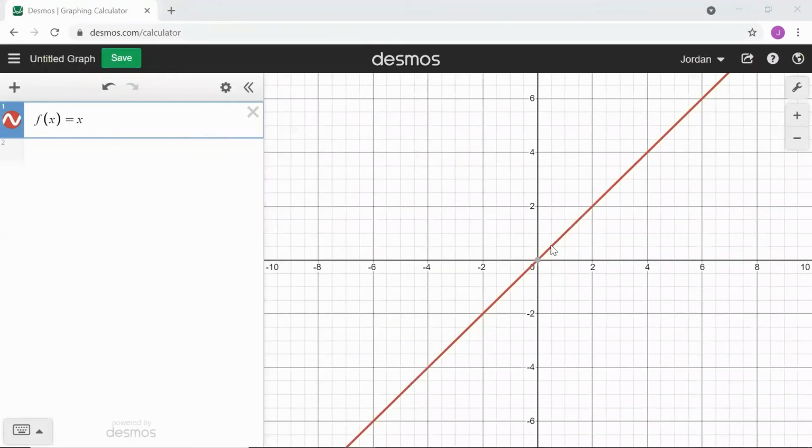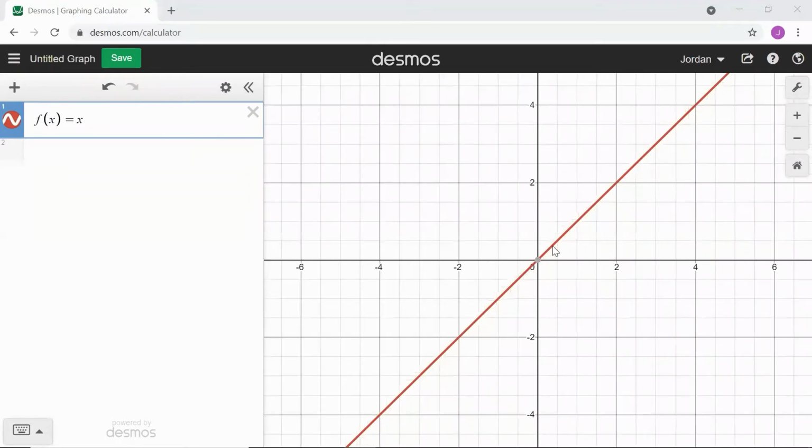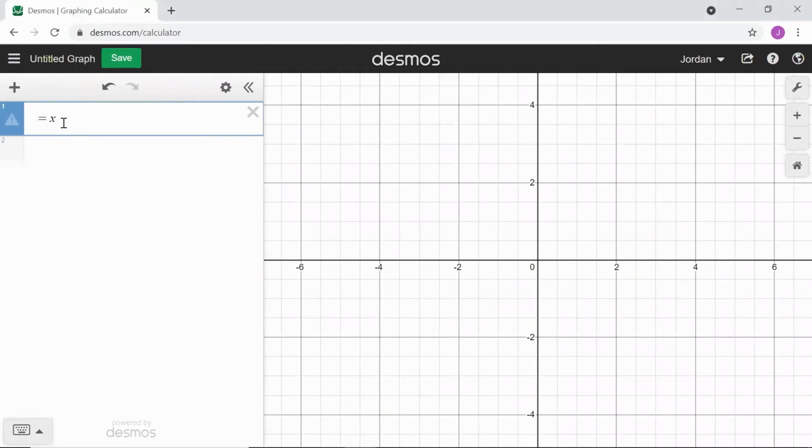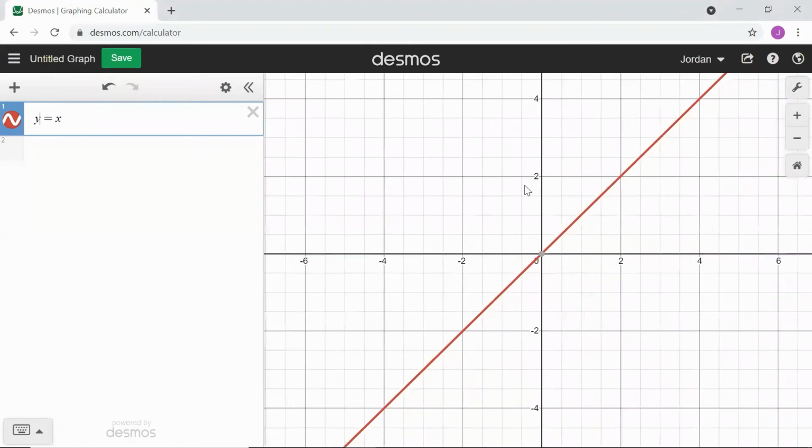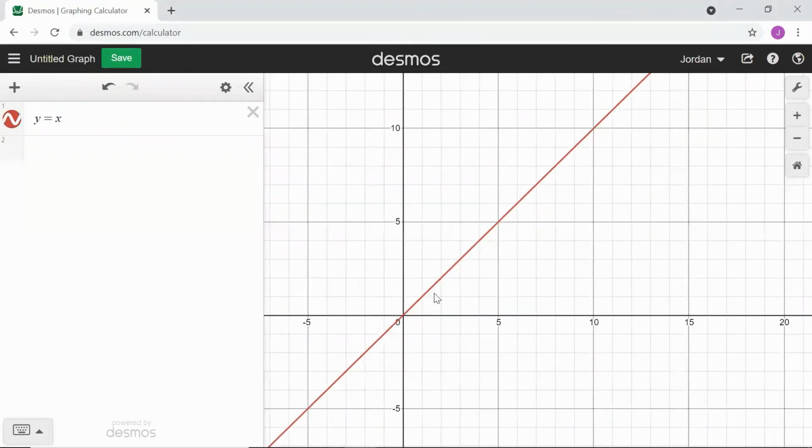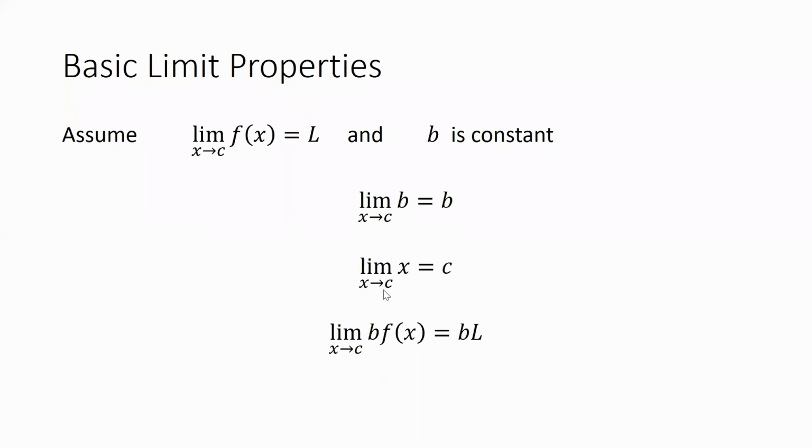Graphically, what we have here is a line with slope 1. As x approaches 4, we're approaching the point (4, 4). Again, think of it as the line y equals x, or f of x equals x. As your x value gets closer to 5, the function value gets closer to 5. So we can see here that the limit as x goes to c of x would be c.